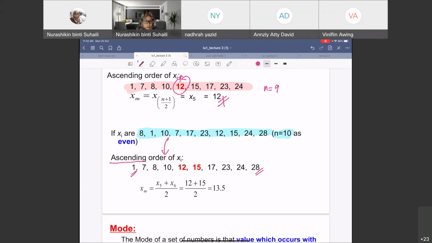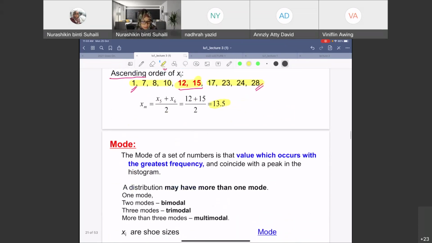Okay, so once you arrange it from the lowest to the highest, the values in the middle are 12 and 15. So the median value is 12 plus 15 divided by 2, that's 13.5. So that's the median value. You can see that the median value here doesn't actually exist in the data because it's the average of the two values in the middle. Unlike the first one, where you can see 12 in the data. All right, so that's the median.